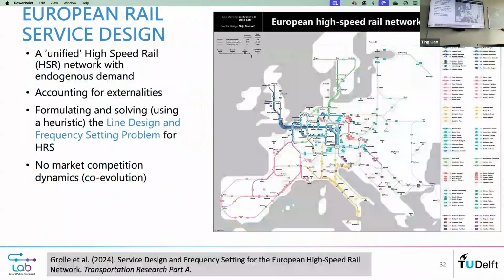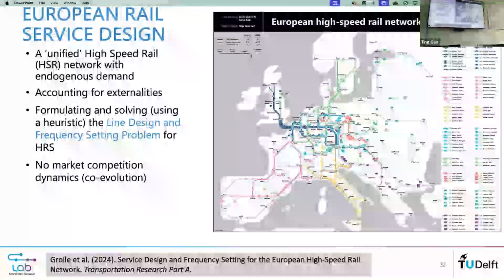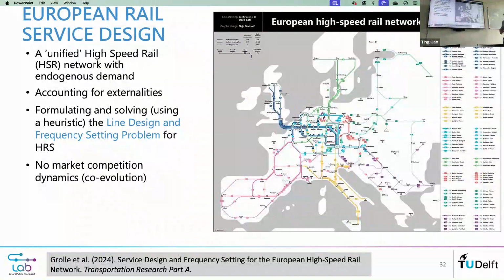So we first had an exercise to see how a European network, planned in a unified fashion, could possibly look. We used a series of heuristics to come up with this line design and frequency setting. You see this is by no means the ultimate solution, we argue, but I think it does provide a direction.